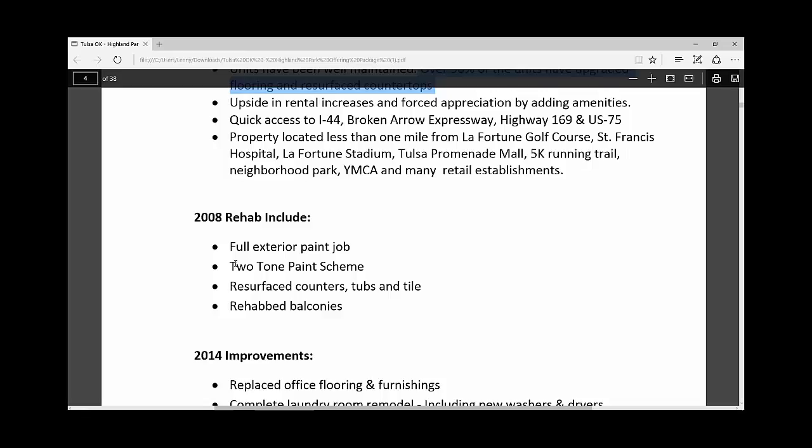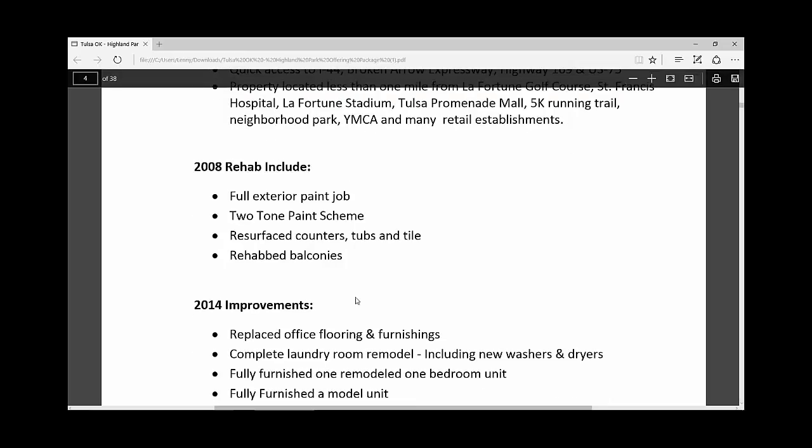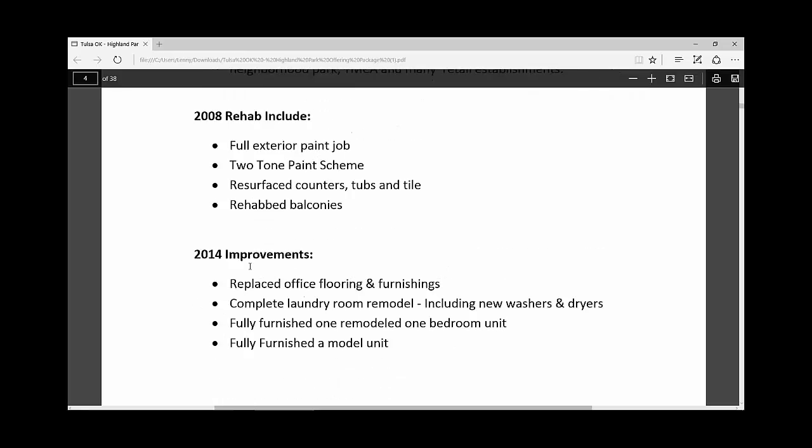2008: full exterior paint job, two-tone paint scheme, resurfaced counters, tubs and tile, rehab balconies. That's it. Nothing on the appliances, nothing on the carpeting, nothing on the hallways. So the 2008 rehab was not that big of a rehab. This is still a 1968 property, which probably explains the 82% occupancy. And then 2014, okay, they fixed up the office. They completed the laundry room, probably because they re-upped their laundry contract.